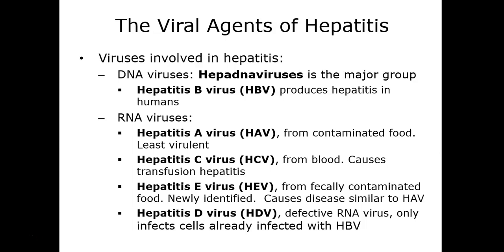Next week, when we get into the RNA viruses, we'll talk about Hep A, which is the least virulent form. It's a fecal-oral contamination, usually from unclean hands that contact uncooked food that is then ingested. Hepatitis C is the most common form with transfusions, so it's bloodborne. Hepatitis E is acquired from fecally contaminated food, very similar to Hep A, and it's the newest identified of the group. And then hepatitis D is a defective RNA virus, and it only infects cells that have already been infected with hepatitis B.